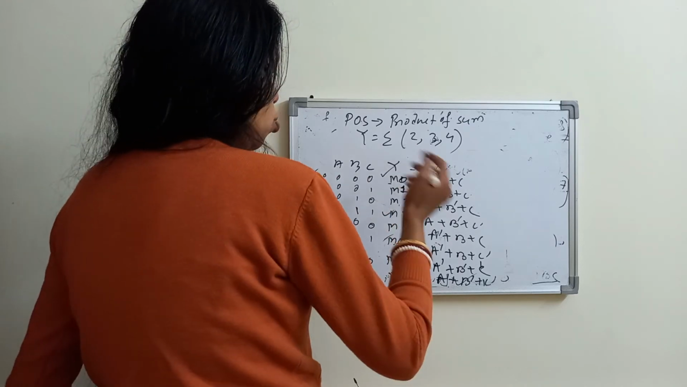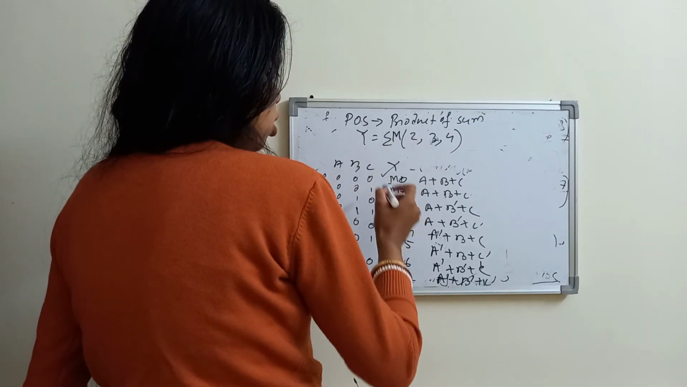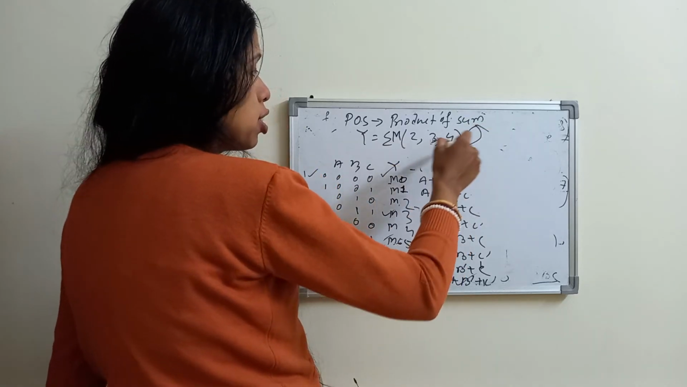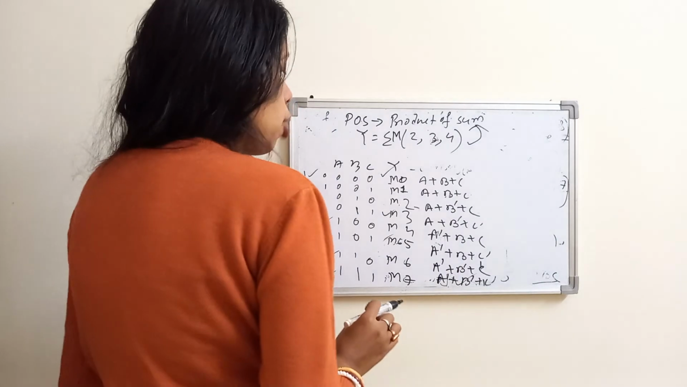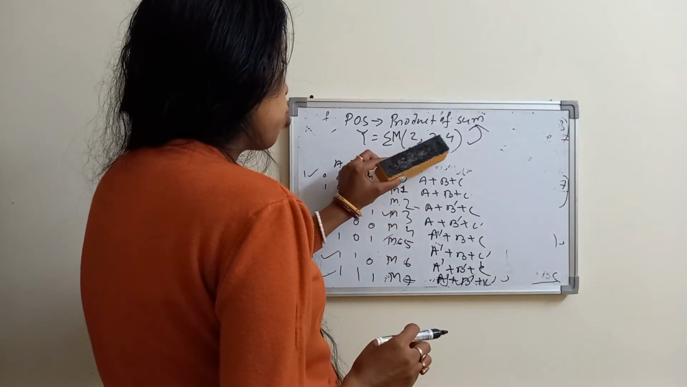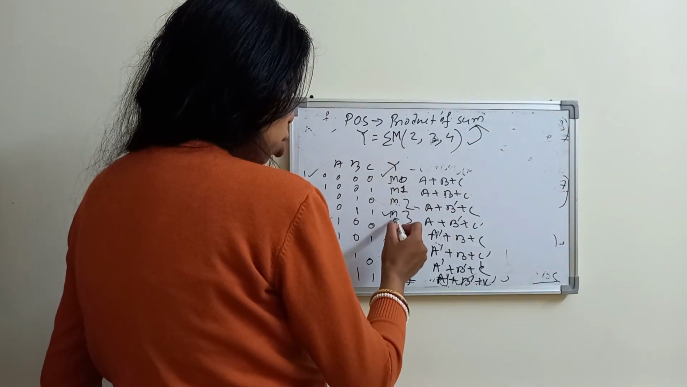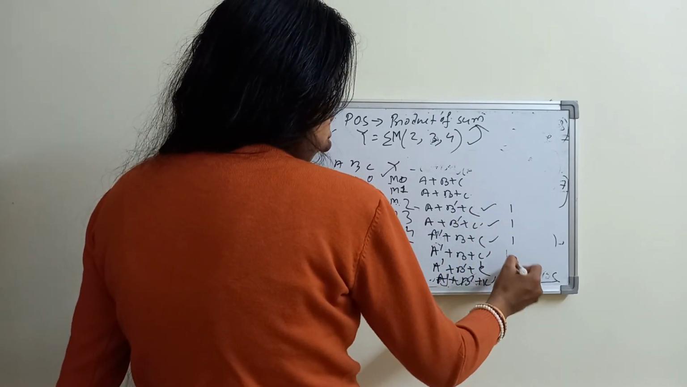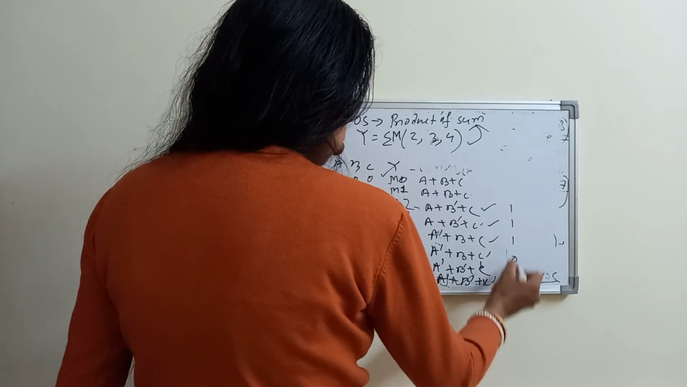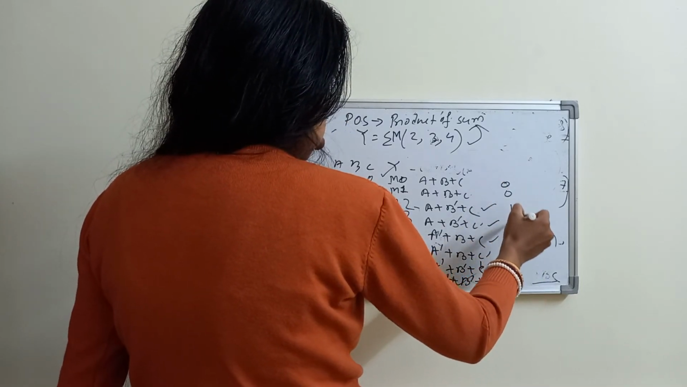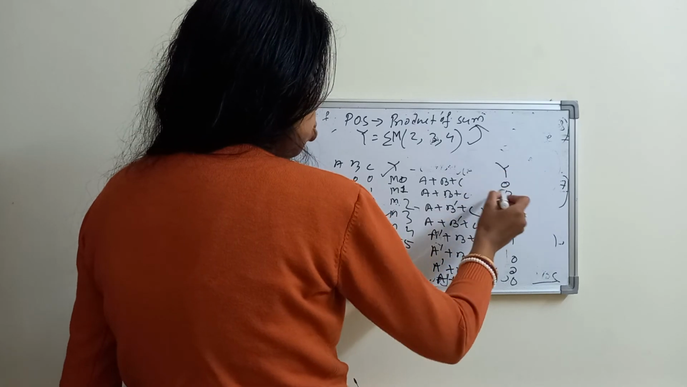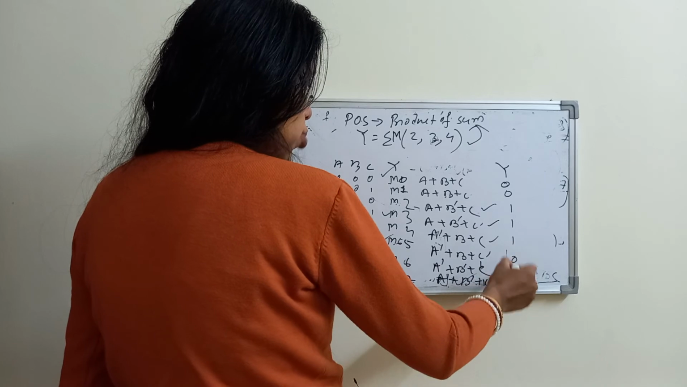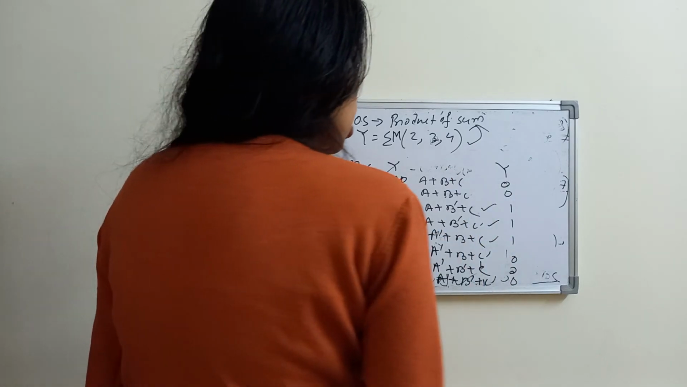So what you have to do? Capital M 2, 3, 4 means these are associated with the product of sums. Capital M means this is associated with the product of sums. That means M2, M3, M4. So in these three conditions my output is 1. This is your final truth table. So for M2, M3, M4 conditions my output is 1, and for other conditions my output is 0.